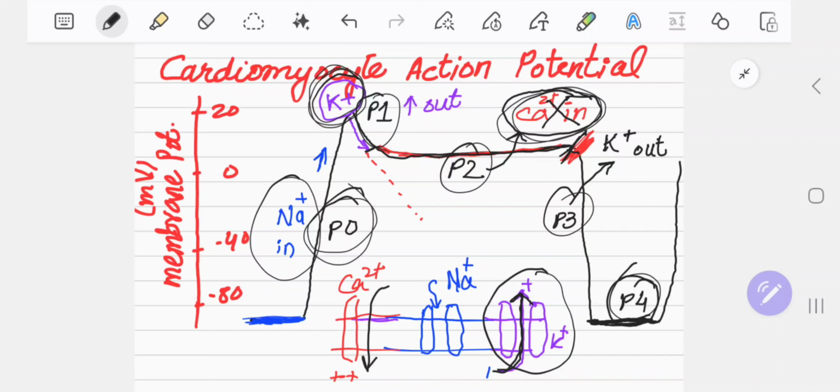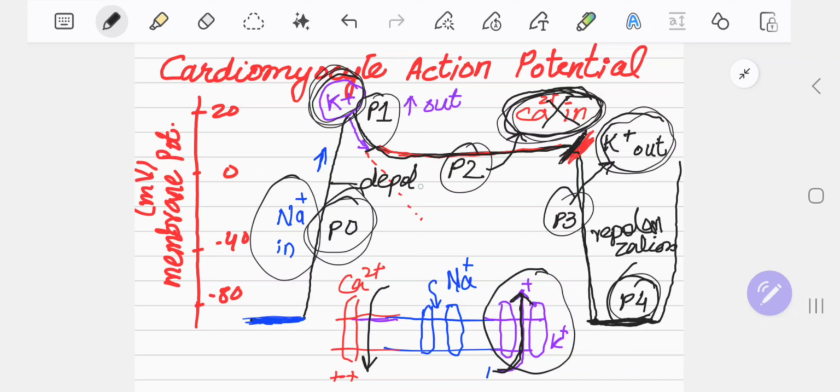And then after some time, when the calcium ion channels close, the only channels open in phase 3 are the potassium channels. So that causes the repolarization. That means that the polarity is being established again. So this is called repolarization. And when going up, this phase is called depolarization.